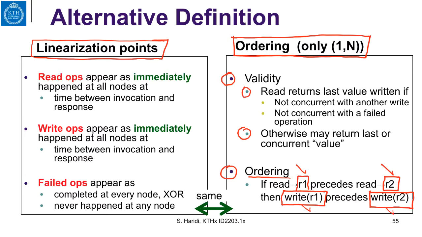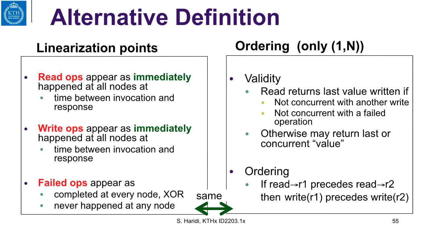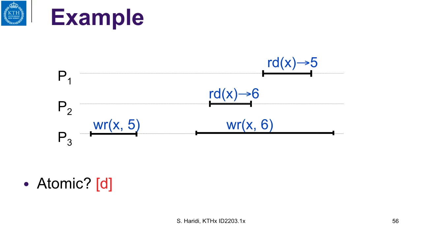Once we have that definition, for single writer, multiple reader, it is easy to show that we can create linearization points. And of course, linearization points imply that this condition holds for single writer, multiple reader, where all writes are ordered. There is no overlapping writes. We will see this in examples. So let us look at this example.